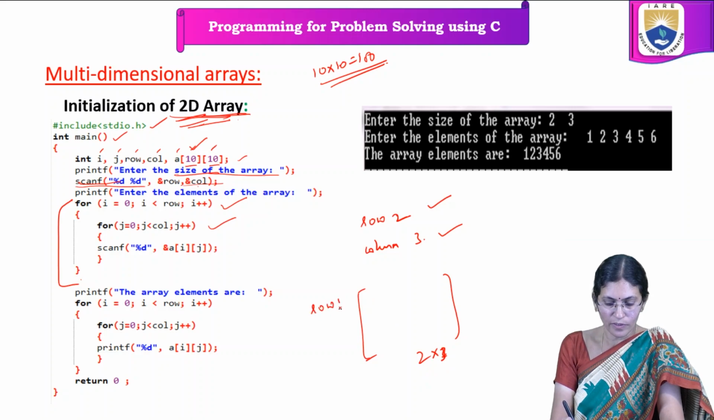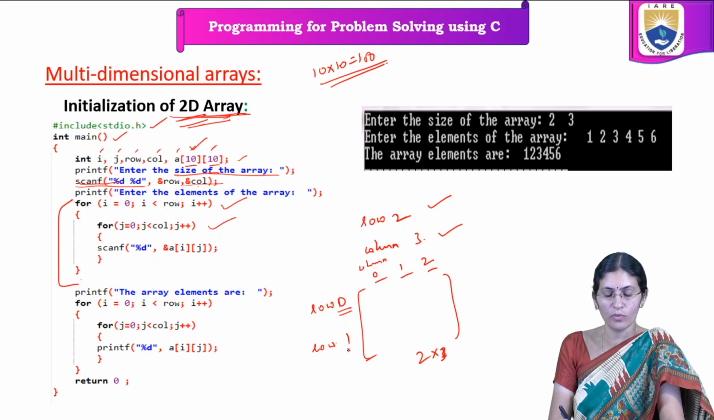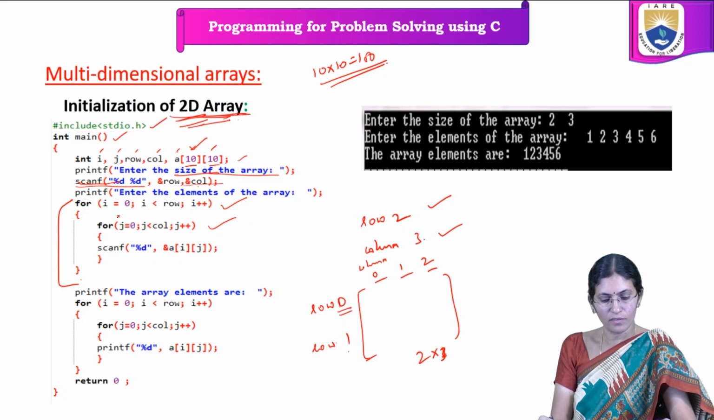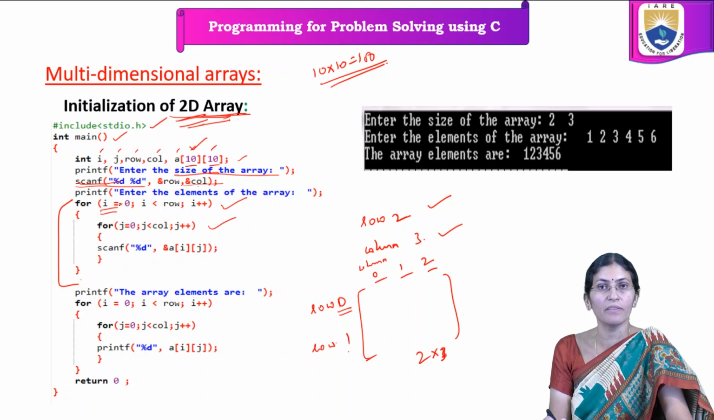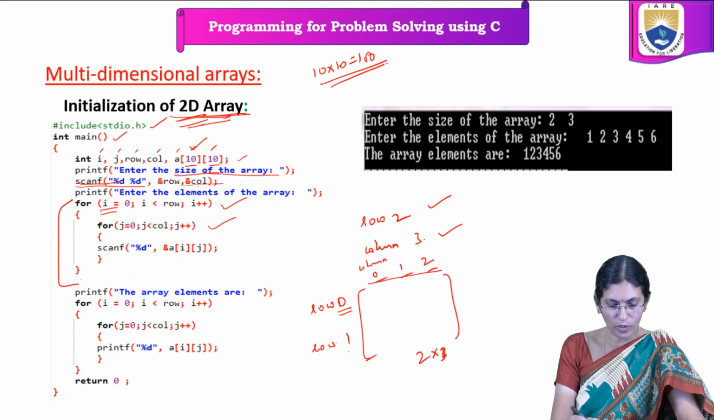The first row element can be accessed by, so this is the 0th row and these are the columns 0, 1, 2. Row 0, row 1, column 0, column 1 and column 2. The outer for loop will iterate over the number of rows, and the inner for loop will iterate over the columns. The variable which iterates over the rows is i, and the variable which iterates over the columns is j. So i will vary from 0 to 1.